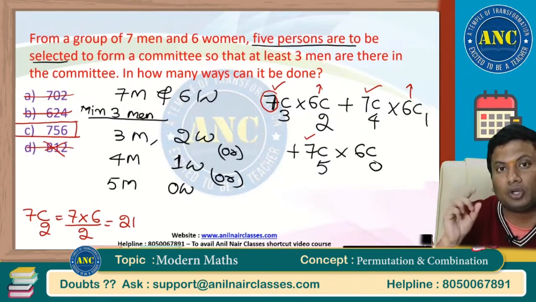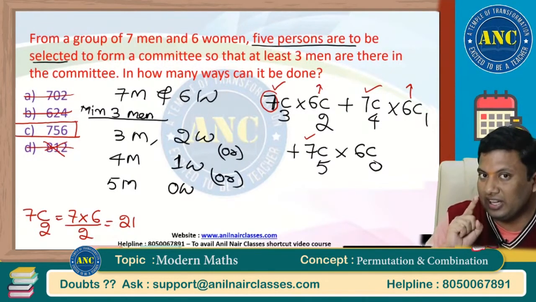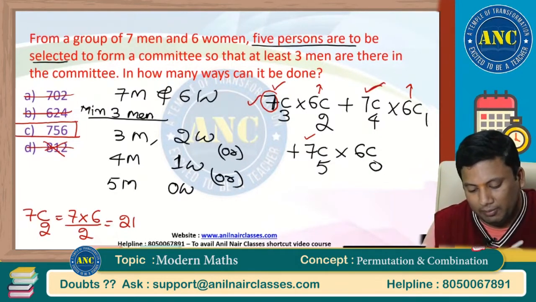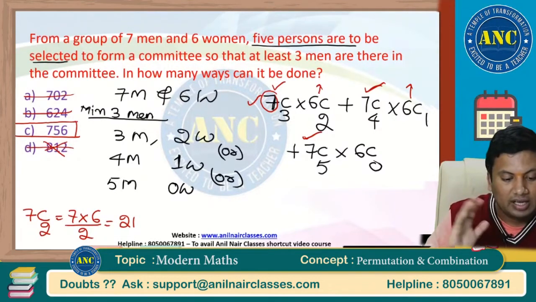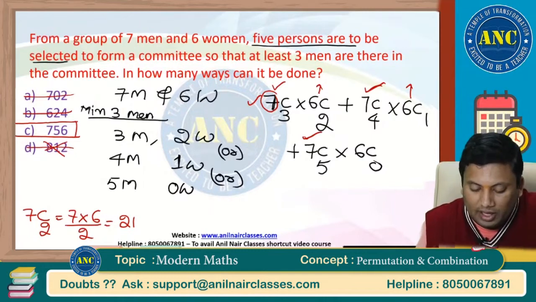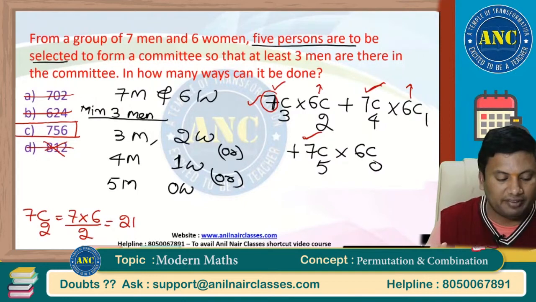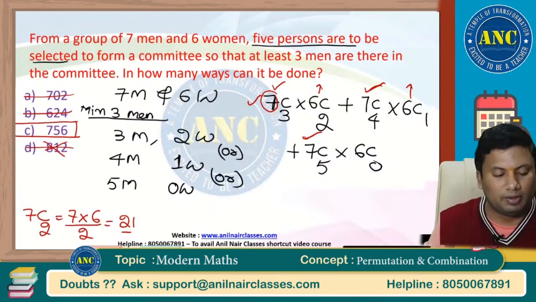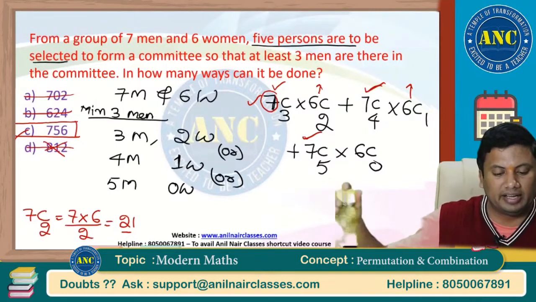How am I able to eliminate answer options by using NCR logics? 7C3, 7 is a prime number, so it is divisible by 7. The answer should be divisible by 7. A and B are out. 6C2 is divisible by 3. 6C1 is divisible by 3. 7C5, out of 7 selecting 5, is nothing but rejecting 2. It is also divisible by 3. All are divisible by 3. The only option is 756. I hope the idea is clear.